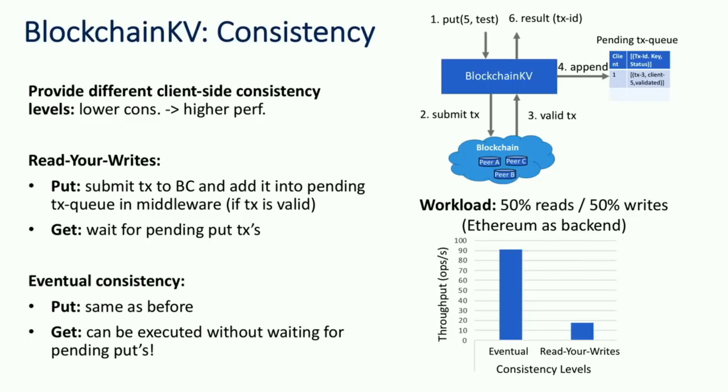And the idea here is that if you use a higher consistency level, for example, read your own writes, what we do in the middleware, if a write is coming in, if a put is coming in, it's first submitted to the blockchain, but we don't wait for the transaction to be committed, only that it's validated. After that, we just append it to a list in our middleware, meaning that once a read is coming in for the same key, at that moment we do lazy blocking on the pending transaction and wait for the transaction to be committed before we give back the value.